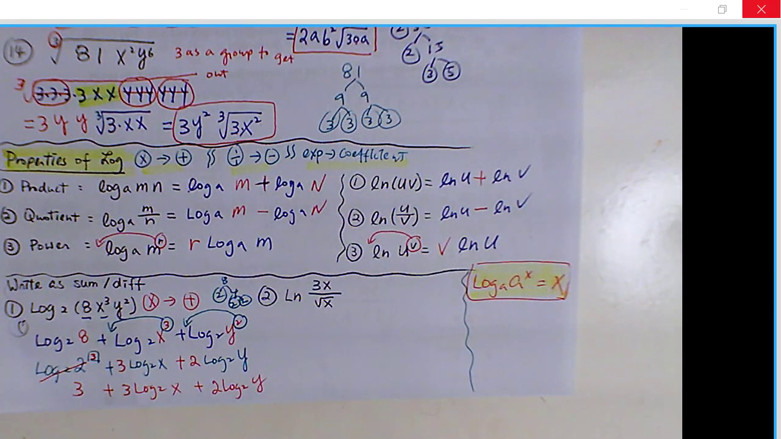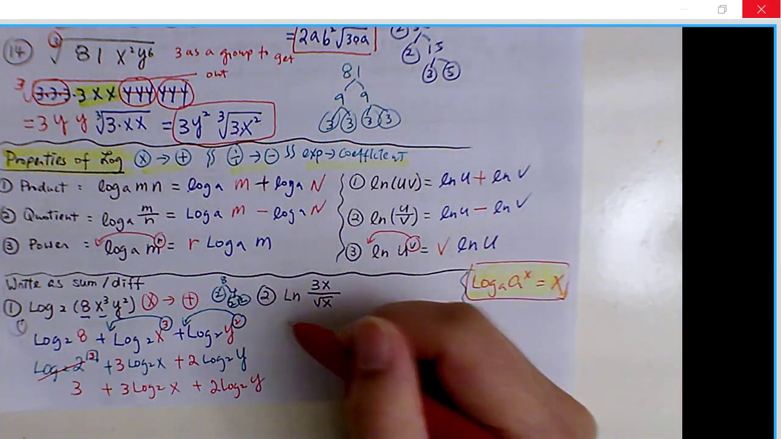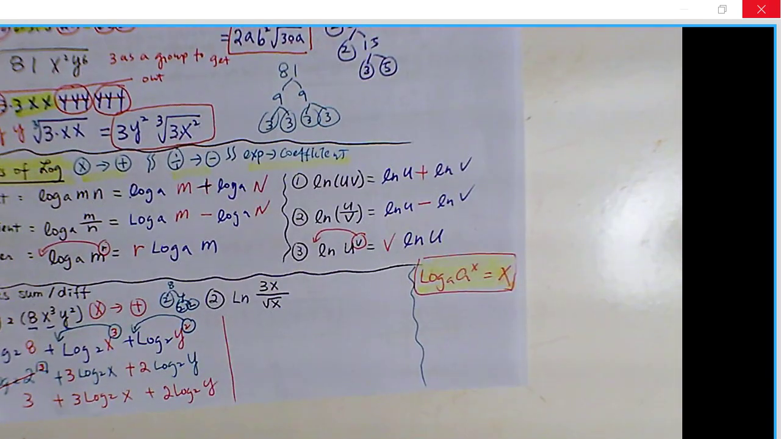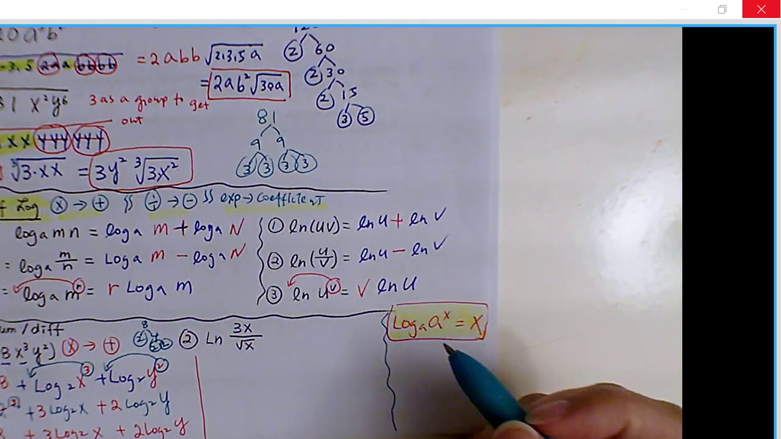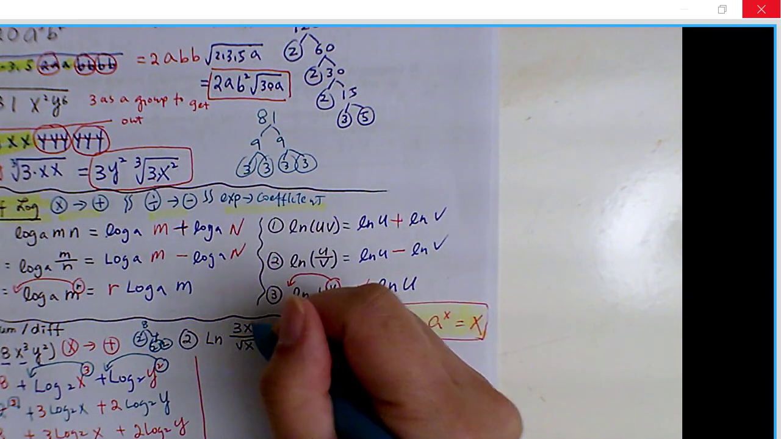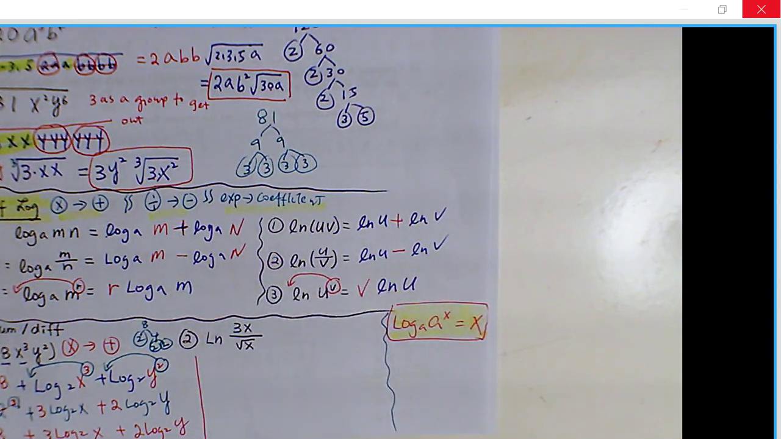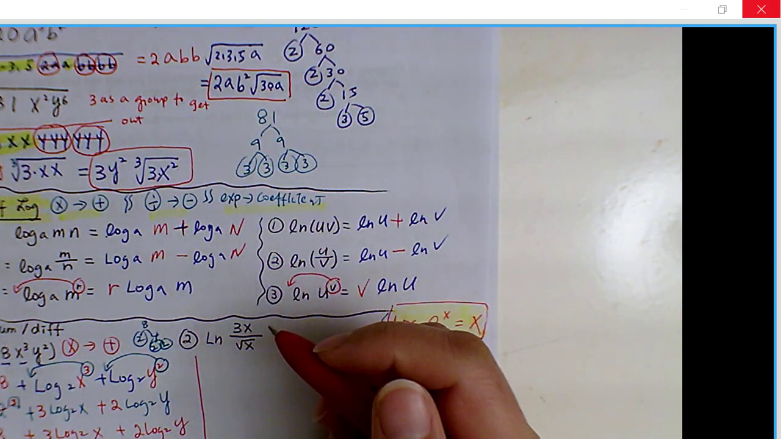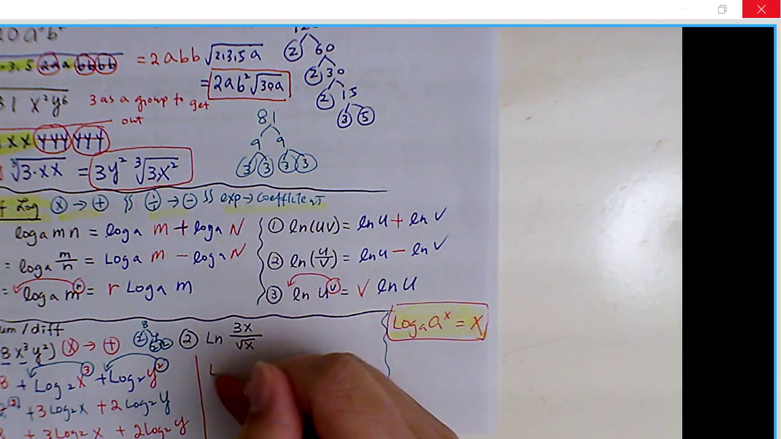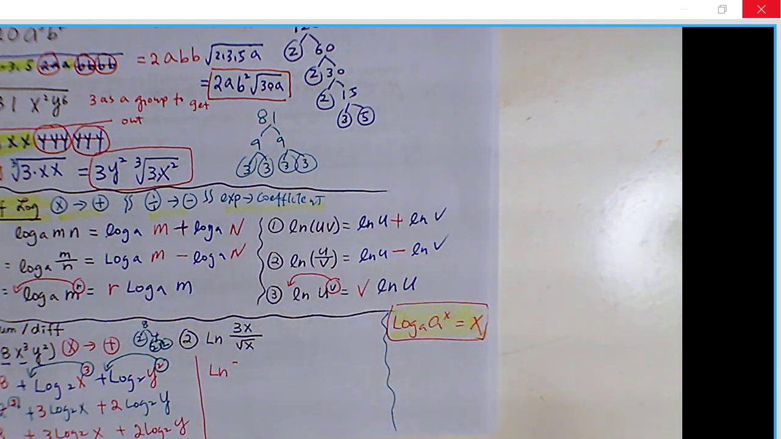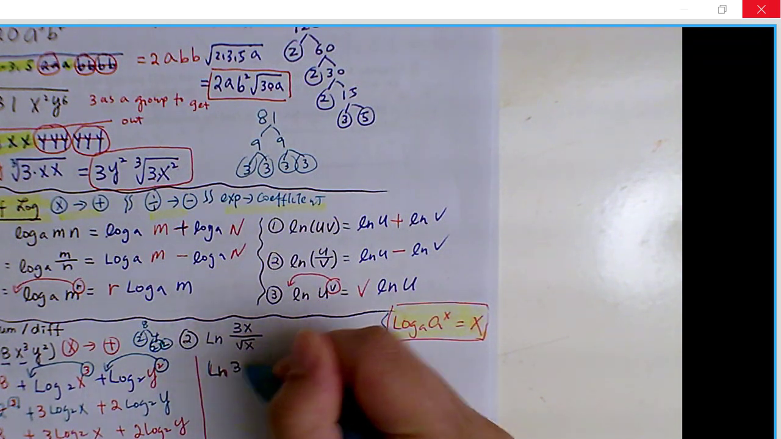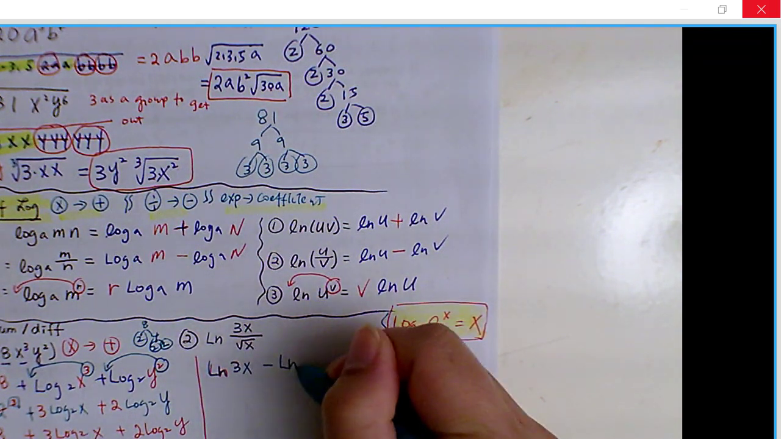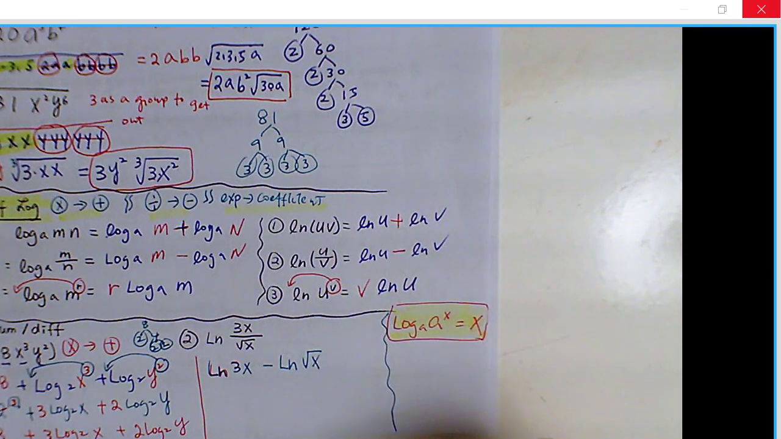Are we okay? Alright, so the last one is division. Division can turn into subtraction. But you have to be careful. This looks like 2 terms here. So let's just break the division part first. If we have ln of 3x subtracting ln of square root x.